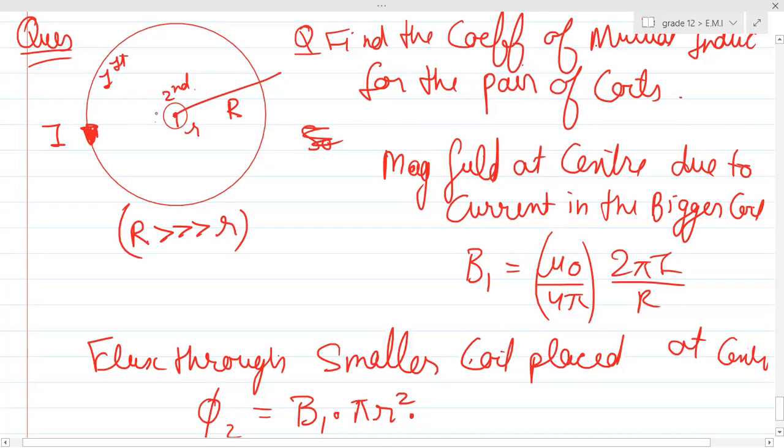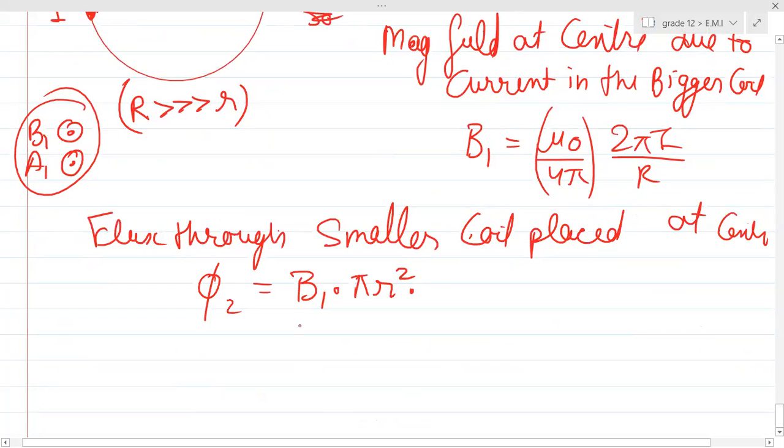Out of the plane, yes. So let the magnetic field B1 be out of the plane. Let's say the area vector is also out of the plane. So if I do this, then cos 0. But since we are only talking about magnitude, because we want to find out M, so mu naught by 4 pi into 2 pi I by R.